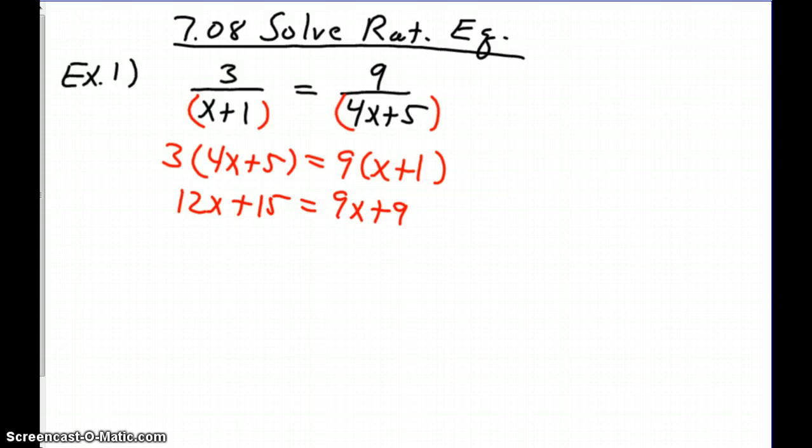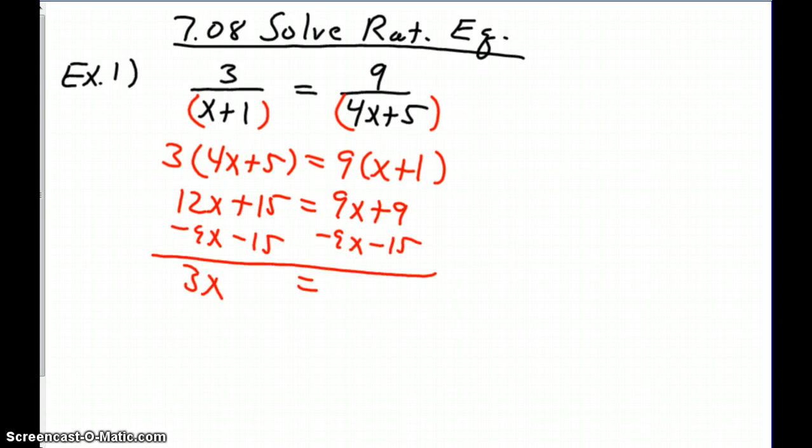You have to get x by itself. So you got to subtract the 9x over, and you got to subtract the 15 over. That's what you're going to see next. Here I'm subtracting the 9x over, and here I'm subtracting the 15 over. So what do you get? You get 3x equals negative 6. I'm going to write that down.